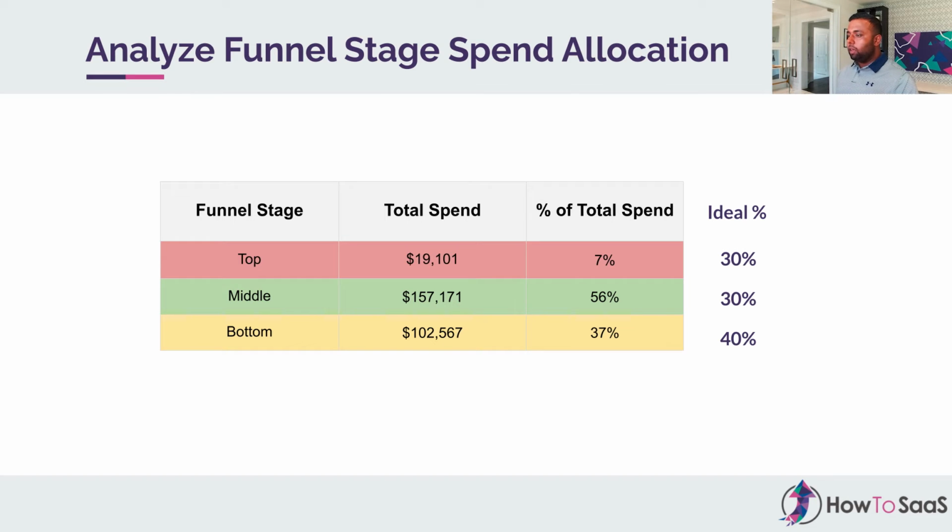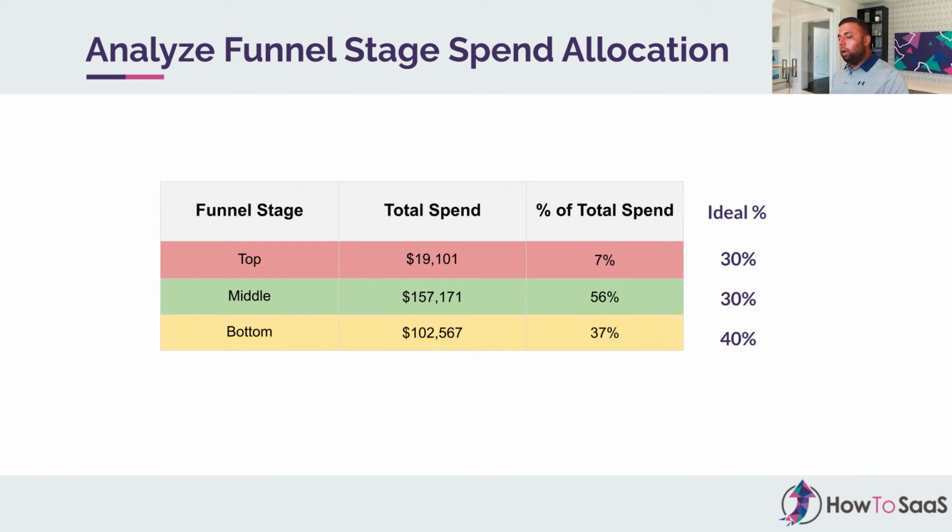And so in this company's case, they're only spending 7% of their budget at the top of the funnel, and bottom of the funnel is at 37%, whereas the middle of the funnel is 56% of the budget. So what we'd likely want to do here is increase allocation on bottom, decrease allocation on middle because it's almost too much, and give a little bit more weight to the top of the funnel so that we can get more top of funnel leads.